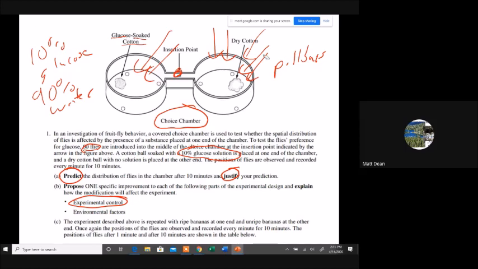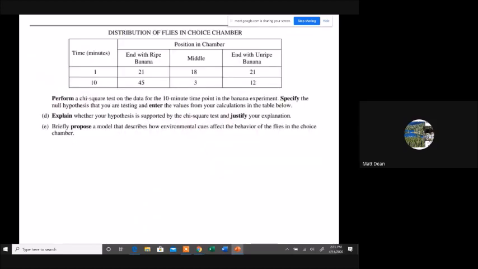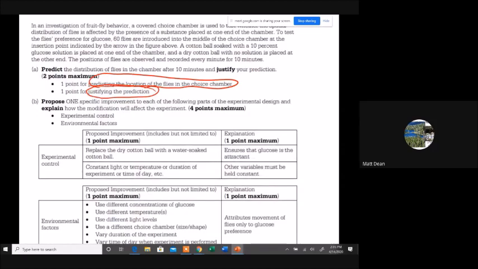So a better setup on the experimental control would be to not make this dry cotton, make this be wet cotton. Include water on the experimental control side. Notice they also ask us to look at environmental factors. So let's go back to our rubric for a second. Here's the control. The most common answer here: replace the dry cotton ball with a water-soaked cotton ball. And the explanation: that lets us know for sure that glucose is the thing the flies are attracted to and not water.